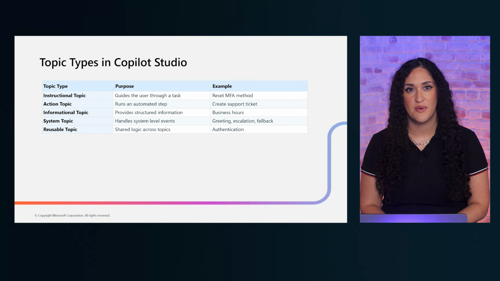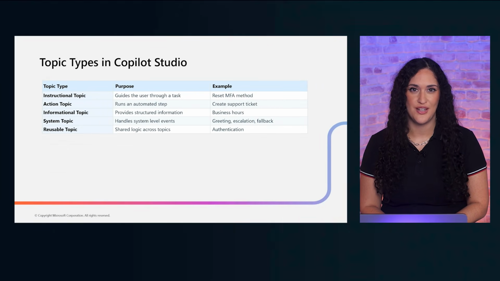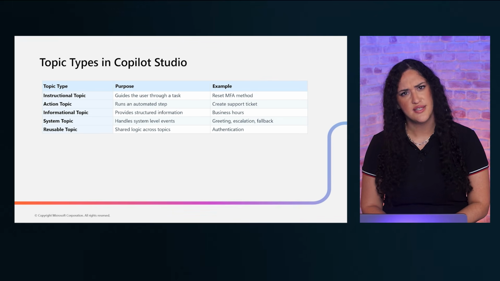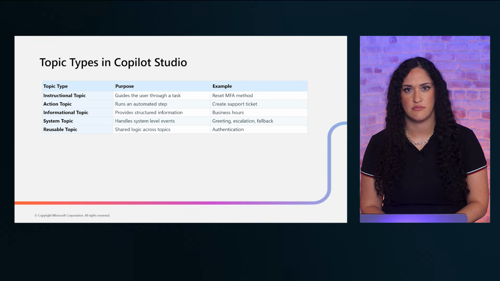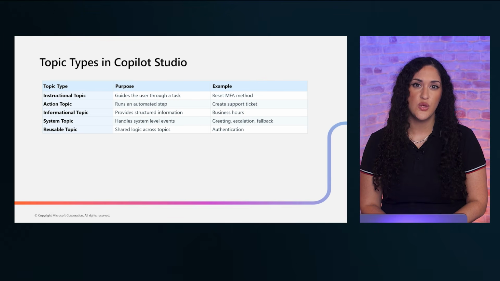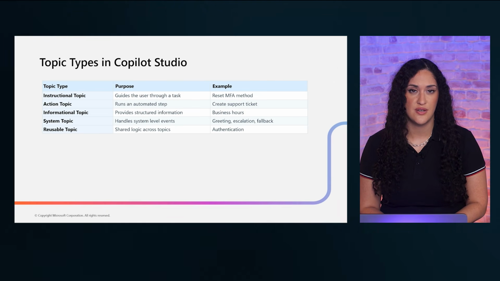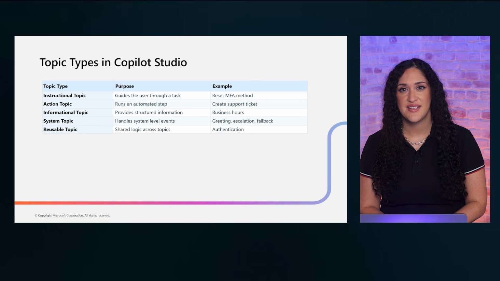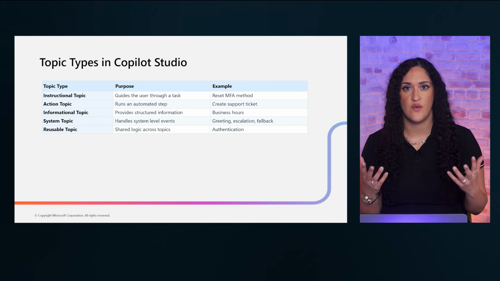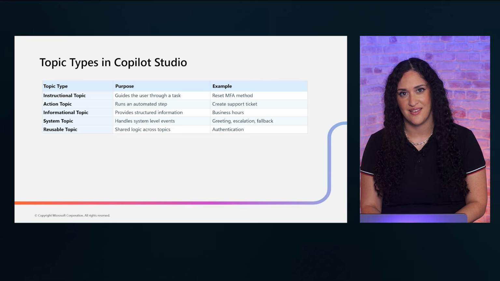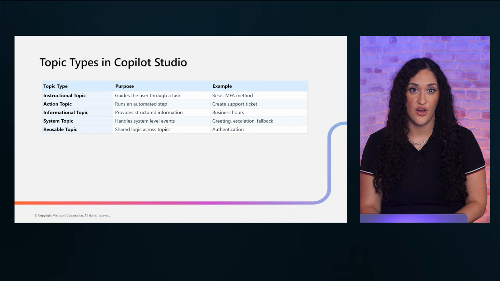Let's review the different topic types available in Copilot Studio. Instructional topics guide tasks, action topics automate steps, informational topics answer questions, system topics handle events like greetings and fallbacks, and reusable topics share logic across flows. The best practice is to map every user scenario to a topic type during design to quickly identify coverage gaps.